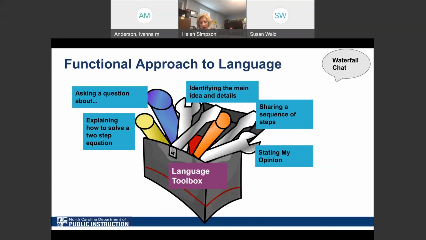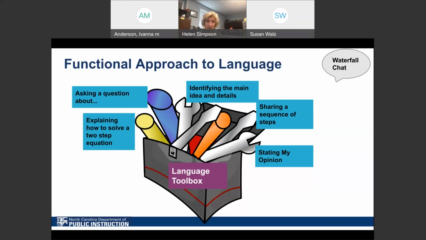And so the functional approach to language development really plays a huge role in the new WIDA standards. And WIDA uses the metaphor of a toolbox to think about language. And the toolbox is filled with linguistic tools, and each tool achieves a different purpose in communication. So we always want to ask ourselves, what is the purpose of my students' communication? It helps us to understand the functional approach to language.